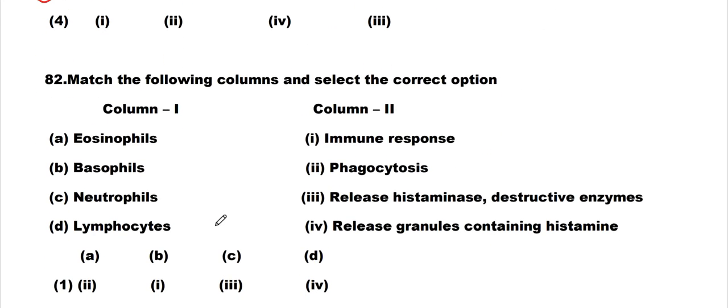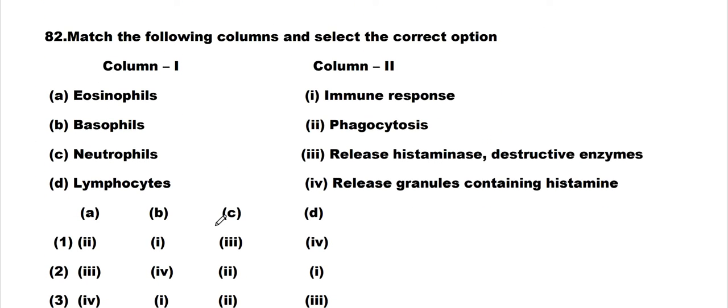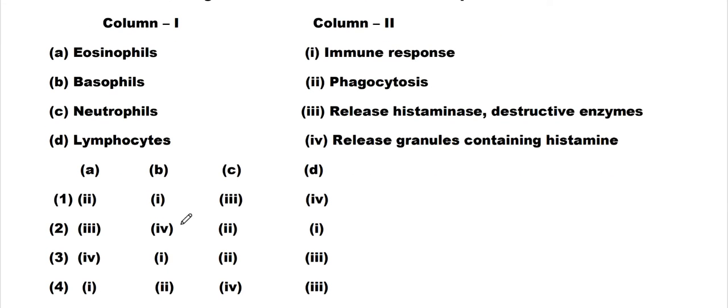Next, there is one more matching. Question number 82 is also a matching. Fine. So let us find out what this is. Eosinophils. What are eosinophils? Eosinophils are white blood cells which are granulocytes. So you find out which option suits well for this. Eosinophils release histaminase and destructive enzymes. Okay. So it will be going to 3.